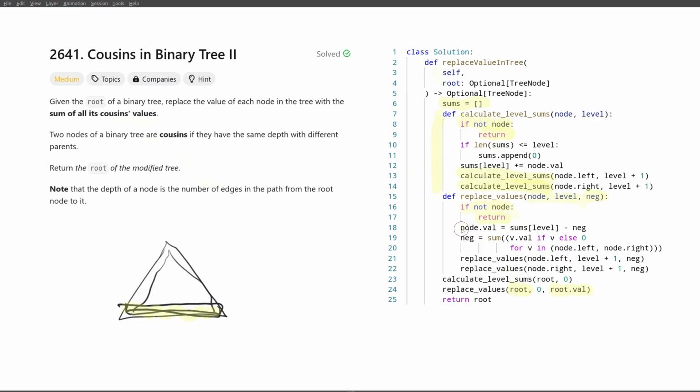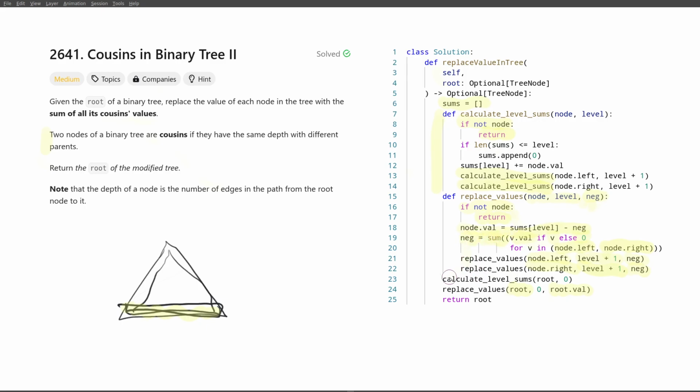Otherwise, the value of our node becomes the sum of the values on its level minus the thing that we have to subtract. And now we have to recurse. We go one level deeper to the left and right nodes, and we have to subtract something from their values. Notice, of course, that the values we subtract for both our children will be equal by this definition of cousins. The thing that we have to subtract is, of course, their original values. So the value of left and right, if they exist, otherwise 0, the sum of that is what we have to subtract.